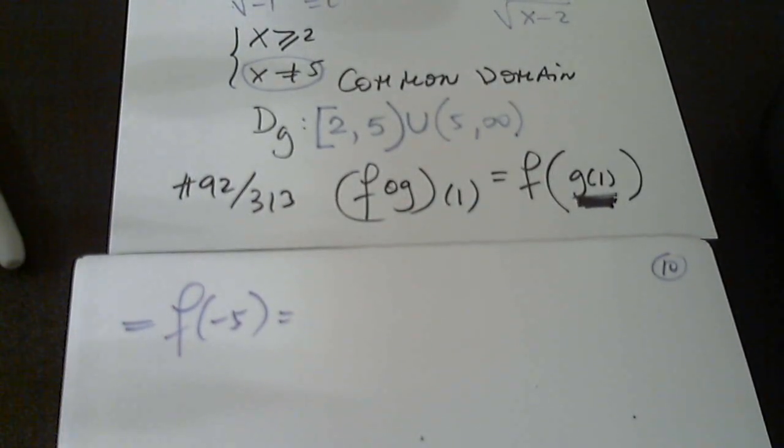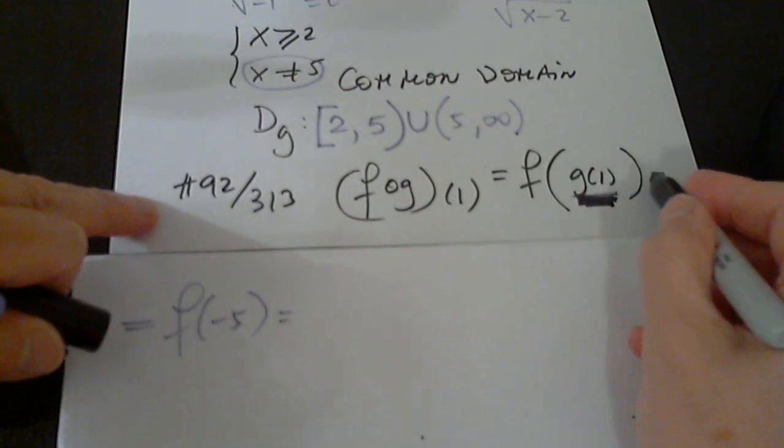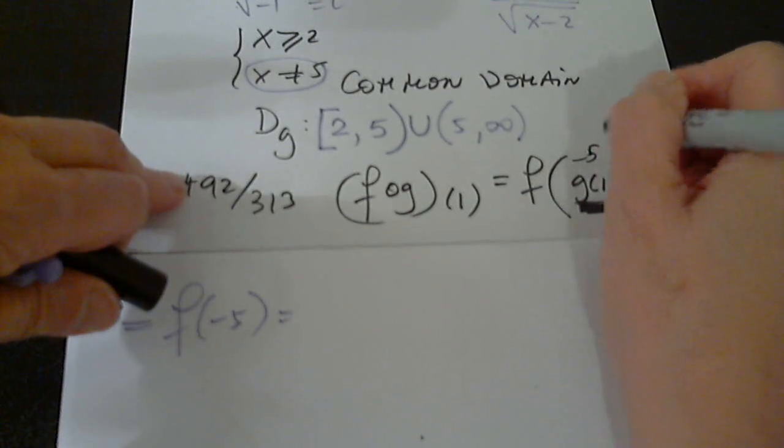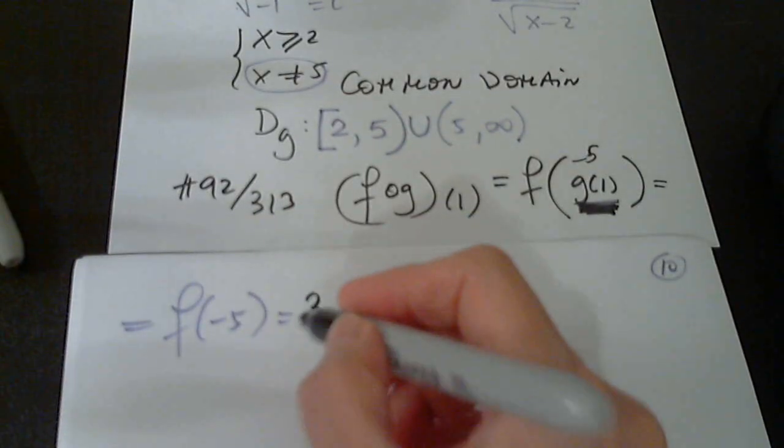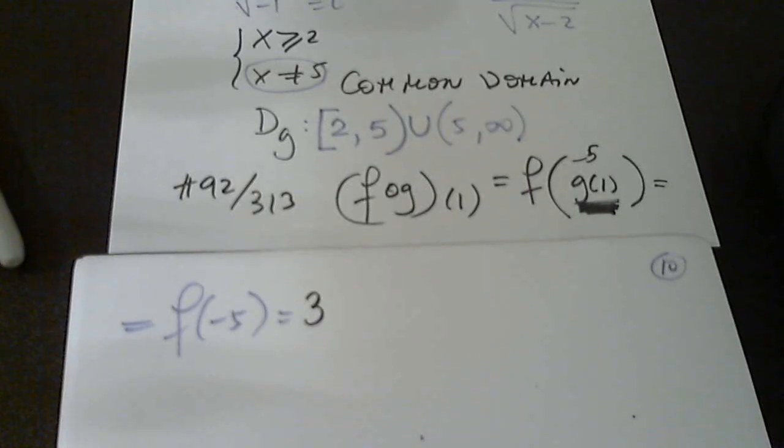Perfect. Can anyone find f of -5 for us? Because g of 1 was -5. I replaced g of 1 by -5. And now I need to find f of -5. And that's the final answer. 3. Yes, indeed. f of -5, x equals -5. It crosses the blue graph, and I read 3. Perfect. So the final answer is 3. So f comp g of 1 is 3.